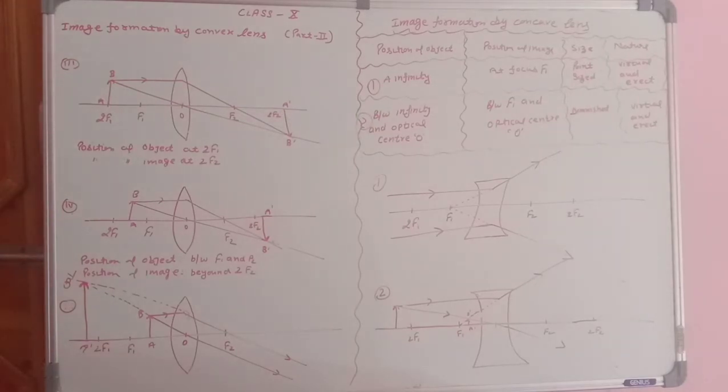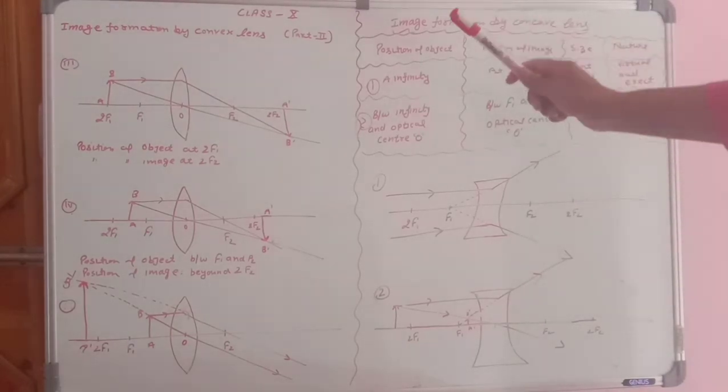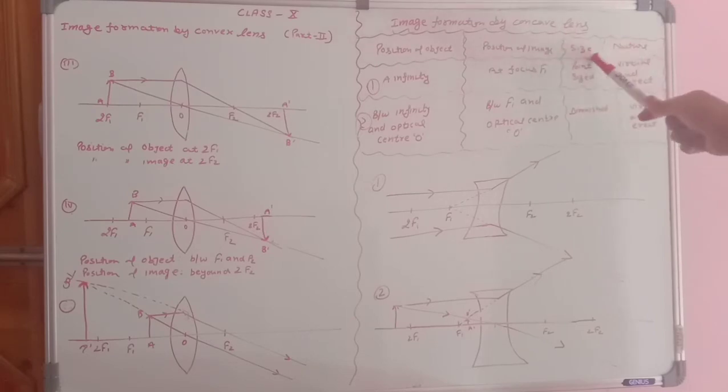So students, let us draw ray diagrams for the lens. First of all, just look at the table. In the table, I have drawn again 4 columns: position of object, position of image, size and nature. Our first ray diagram is when position of object is at infinity.